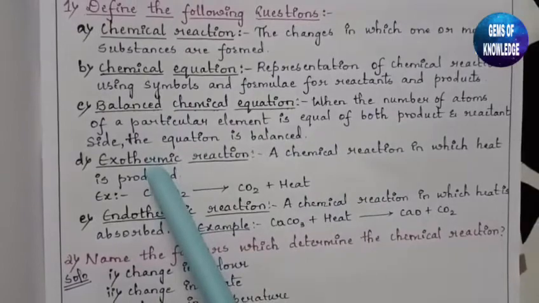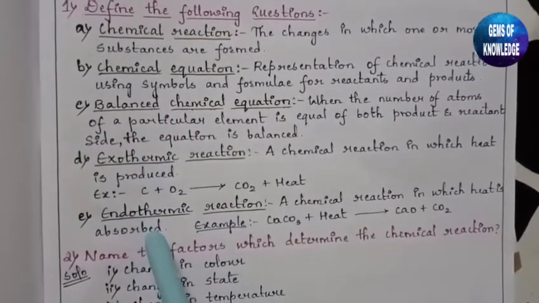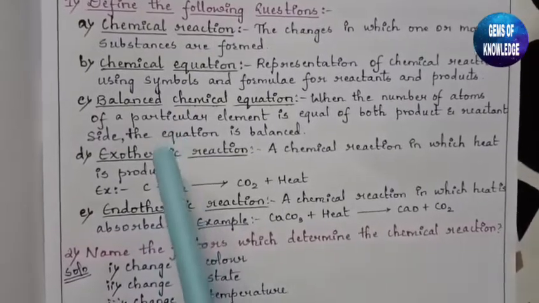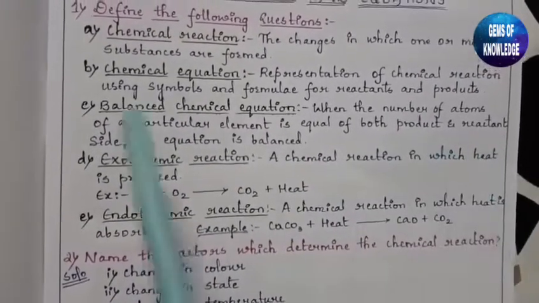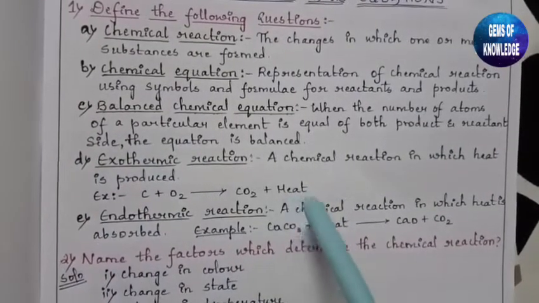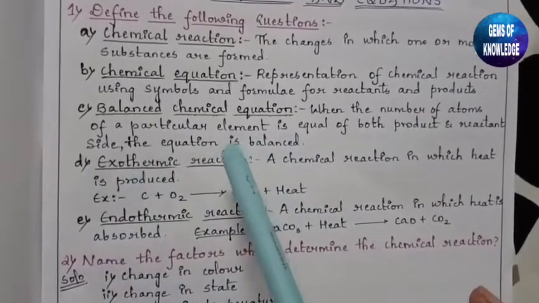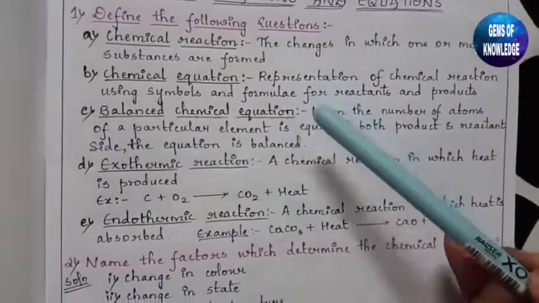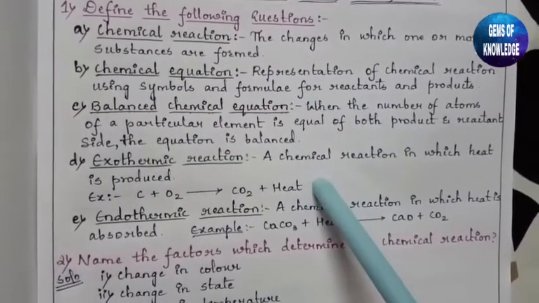Next you need to learn two more types of reactions. One is exothermic reaction and one is endothermic reaction. What is an exothermic reaction? A chemical reaction in which heat is produced. Whenever after a chemical reaction you get heat liberated, that particular condition is called an exothermic reaction.